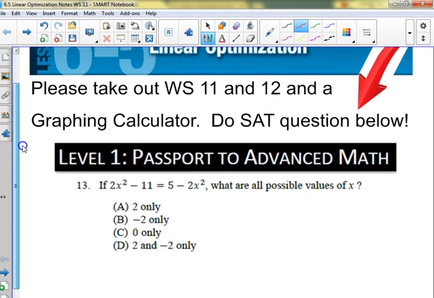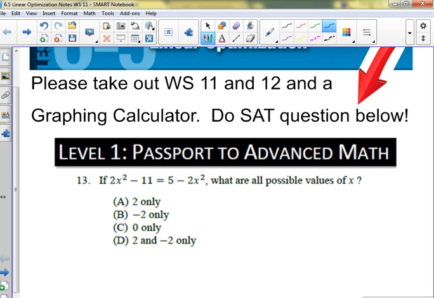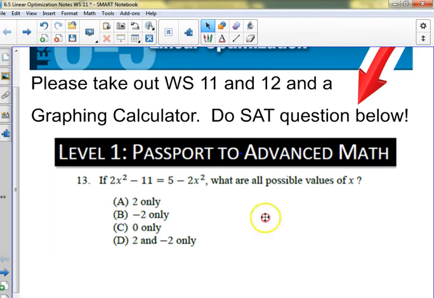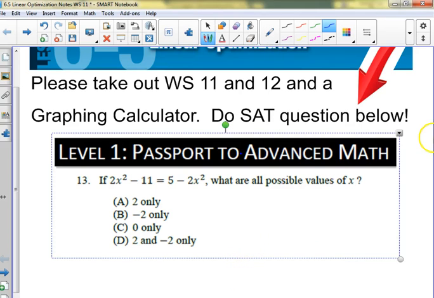Okay, warm up here. SAT question. What would you do first? Get it all on one side. Yeah, my usual trouble with my cursor here. SAT, I really encourage you to look at the choices right away too, just because this is making me think there might be two solutions, huh?